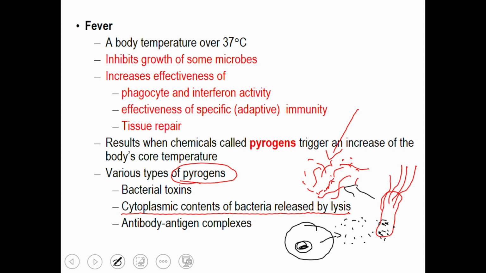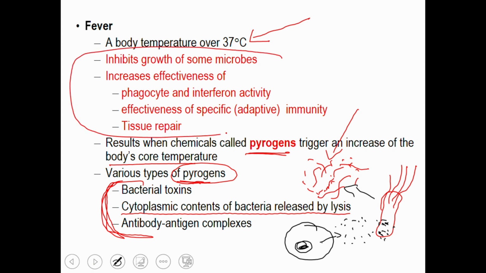Okay, so this right here, there's a lot of different types of pyrogens. Key thing to know is that they can come from the pathogens themselves being broken down, and that essentially they increase the body's core temperature. And the reason that's important is for all of this that we just talked about. So that is why a fever is important.